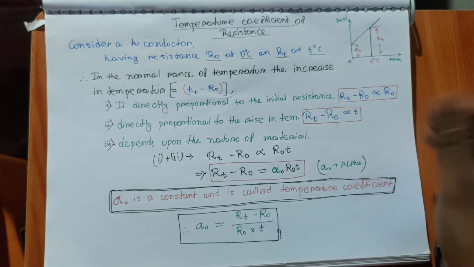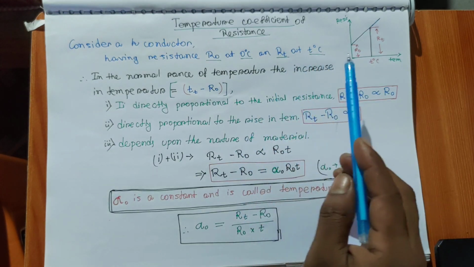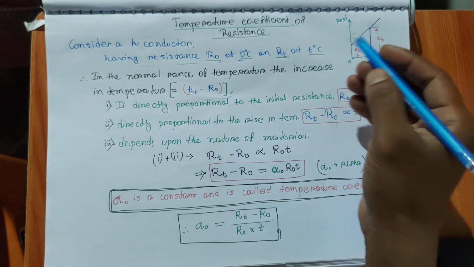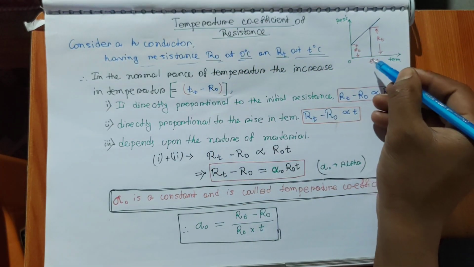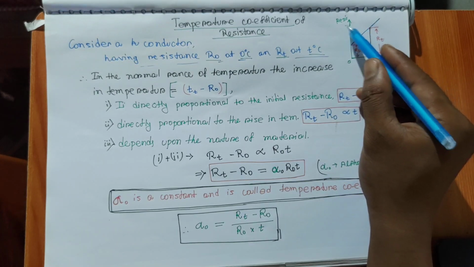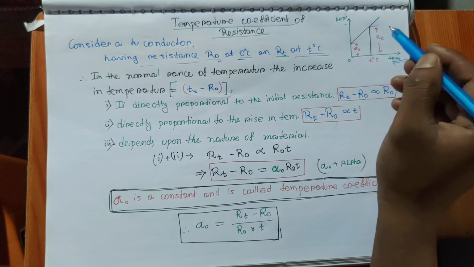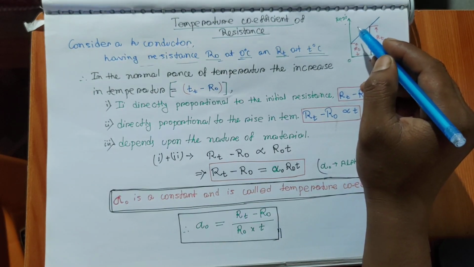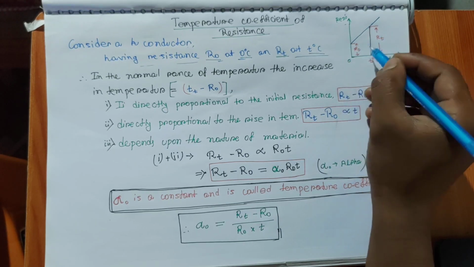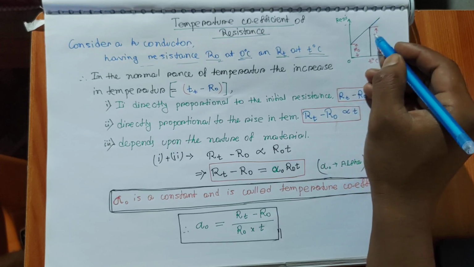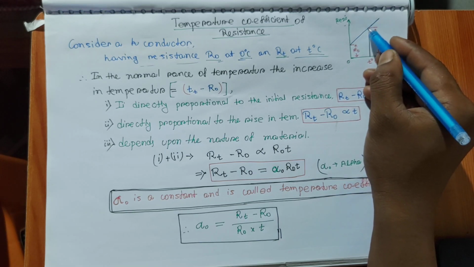Let's go to the next: temperature coefficient of resistance. Consider a conductor having resistance R0 at 0 degree Celsius and RT at T degree Celsius. Here, let's see this graph. The y-axis is resistance and the x-axis is temperature. For a conductor, we are assuming any conductor, with resistance R0 at temperature 0 degree Celsius and resistance RT at T degree Celsius.